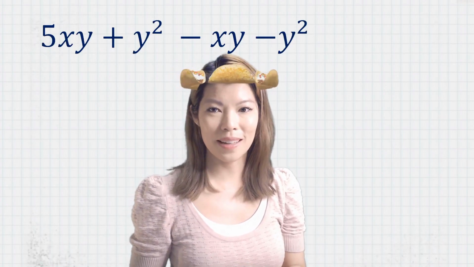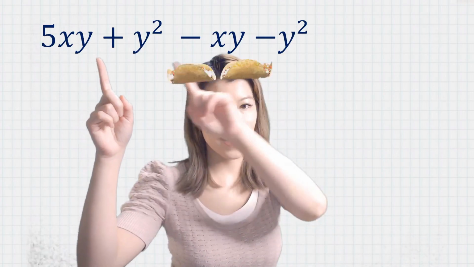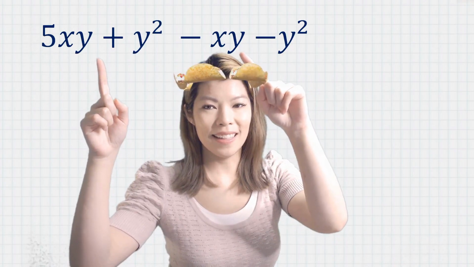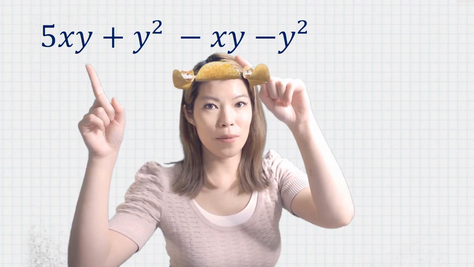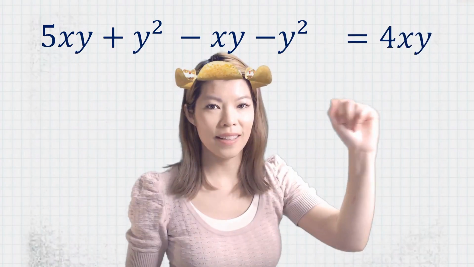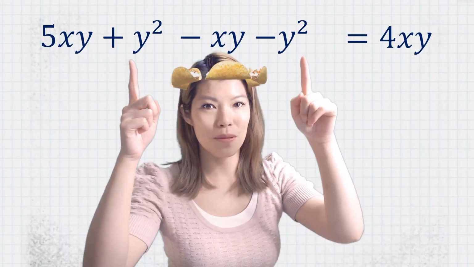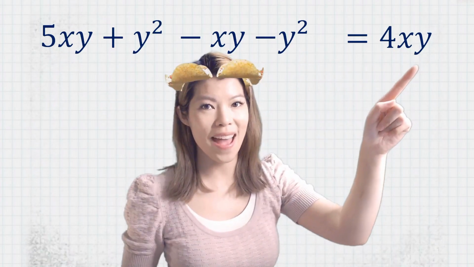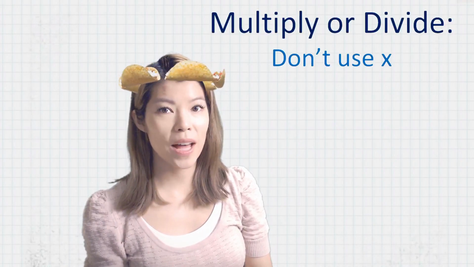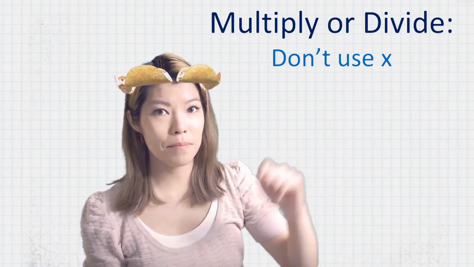Let's do this one. 5xy and the other like term is right here. So 5xy minus 1xy is 4xy. Y squared minus y squared cancels out. So that's our answer.